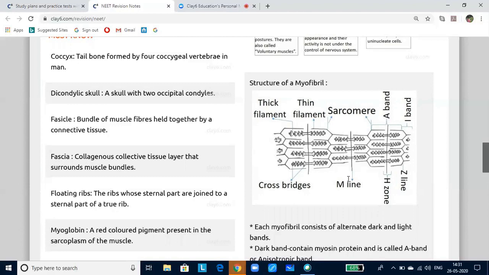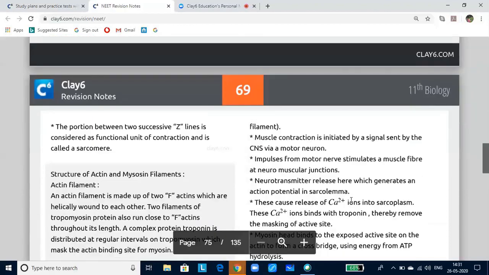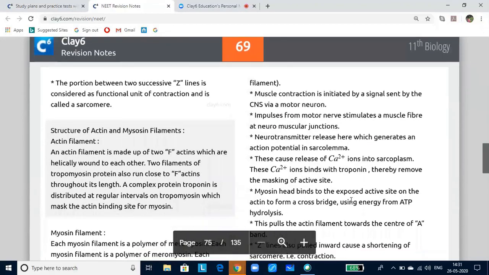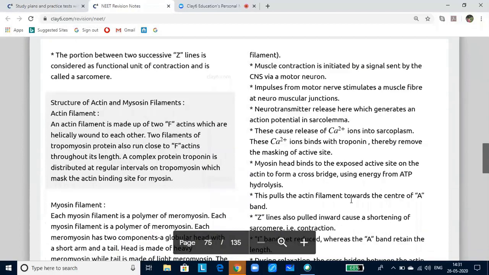And this central part of the thick filament, which is not overlapped by thin filament, is called the H zone. Now, from the structure, let us look into the composition of the muscle fibers and contractile proteins present. Muscle tissue contains about 75% water, 20% protein, and 5% non-protein organic matter and minerals. Potassium is the most abundant mineral element in the muscle.